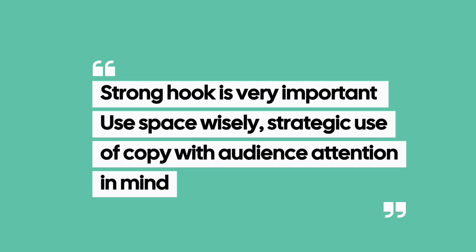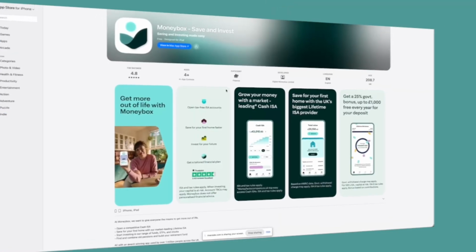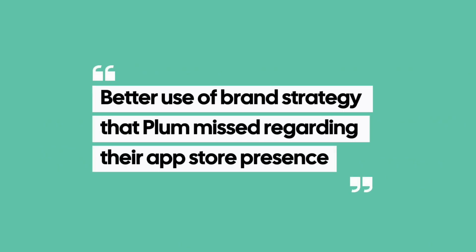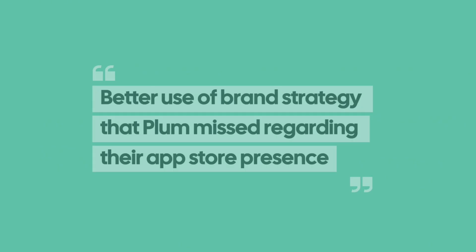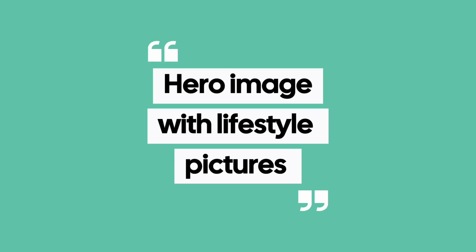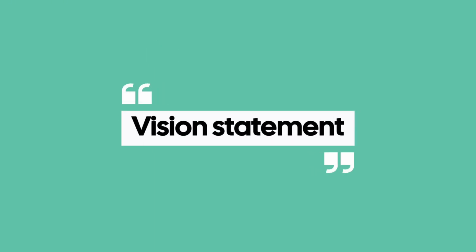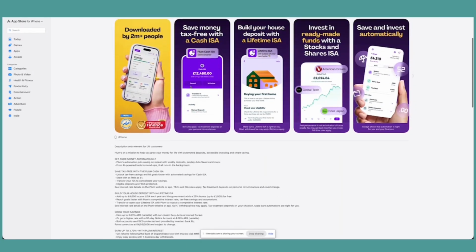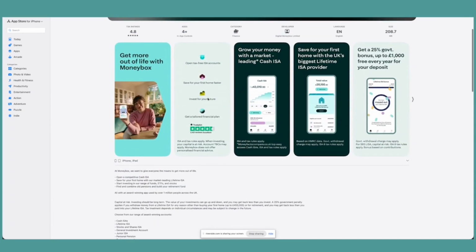I think if we compare this to their key competitor, Moneybox, they go straight into what their core proposition is, which is give everyone the means to get more out of life. A very similar proposition to what we saw on the landing page for Plum. I think that this is what I would look to do with an App Store optimization. As I just said, you want the hero image with some lifestyle pictures, which they've got a vision statement that Plum obviously had, but have missed the opportunity to pull this through into the App Store. Then go into the social proof and Trustpilot ratings here, two feature examples of what it is going to do, and then benefit.